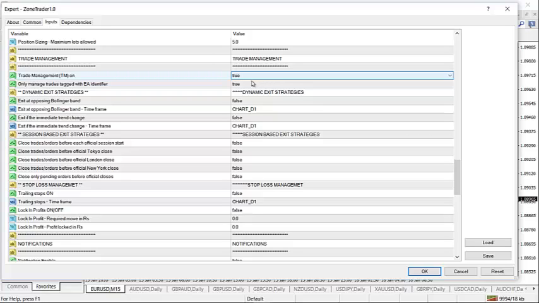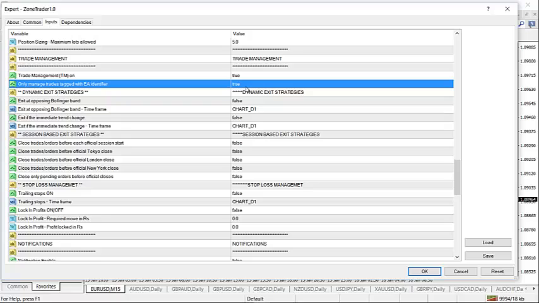So we set that to true, and it says only manage trades tagged with the EA identifier. This is the identifier found at the very top of the list of parameters. I think in this case it's letmebefree.com, and what this does is check for that string inside the comment of any orders that are created. If this is true, then it will only manage trades with that string inside the comment. If it's false, then it will also manage trades that have no comment whatsoever put in them, which may have been entered manually.